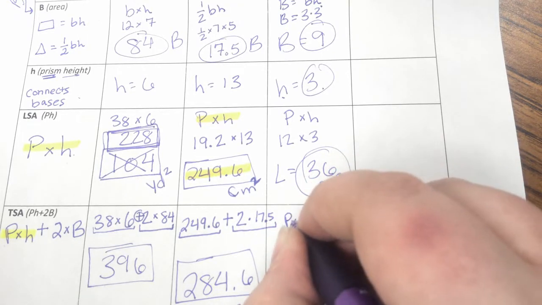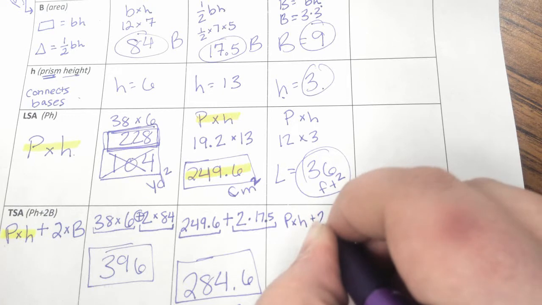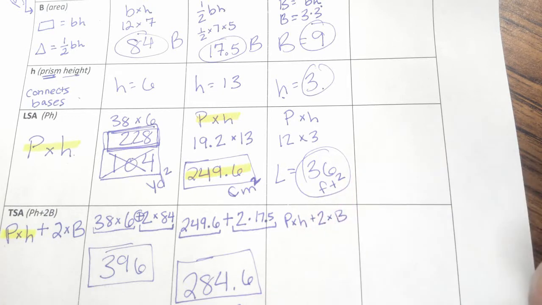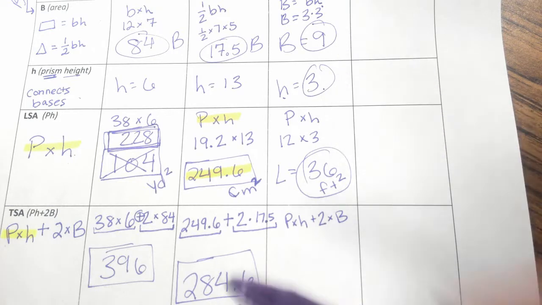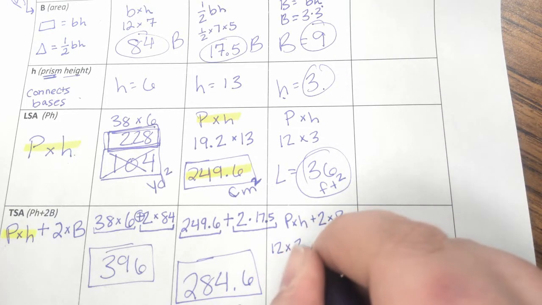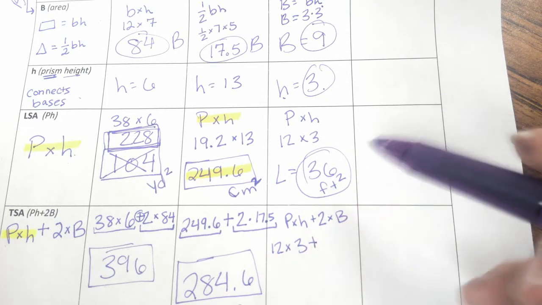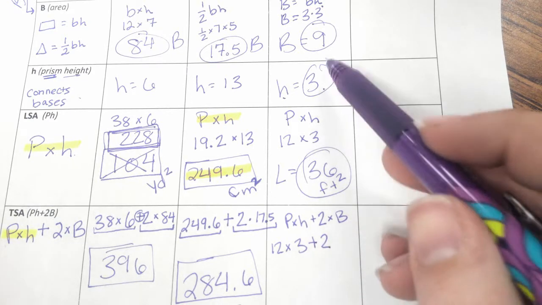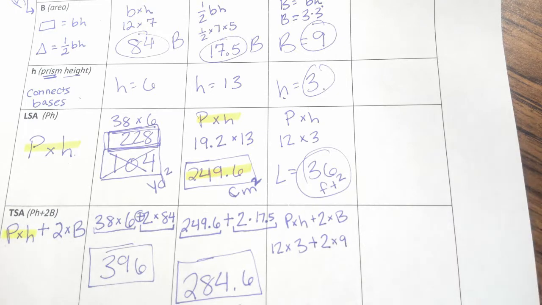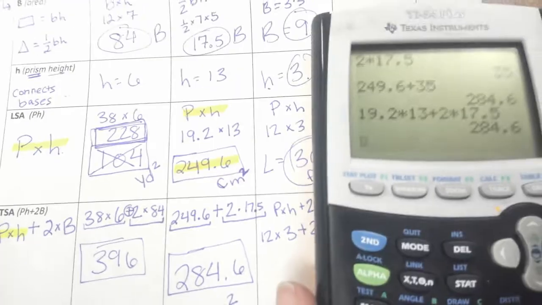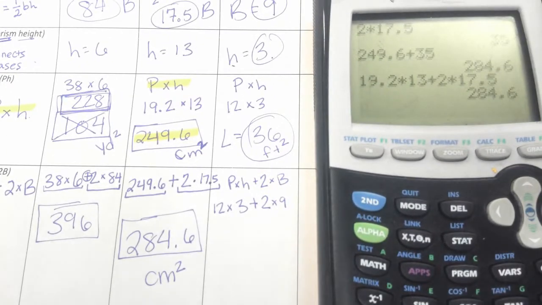That's using the formula P times H plus 2 times big B. P times H would be 12 times 3, plus 2 times big B is 9. Pause the video and try to calculate that. Just try this on your own real quick.